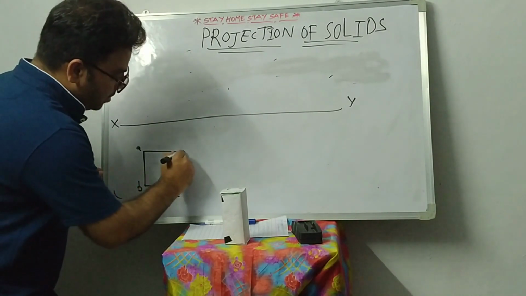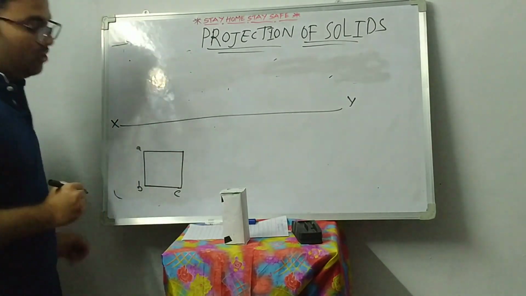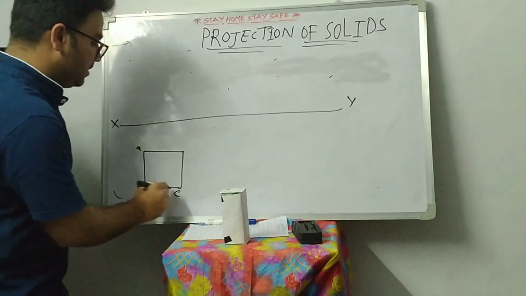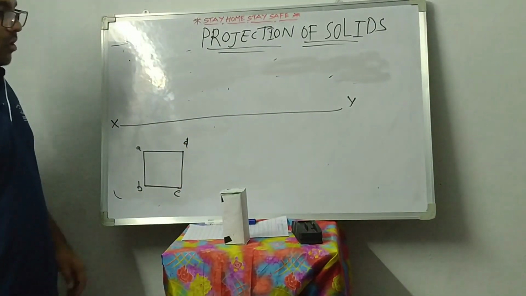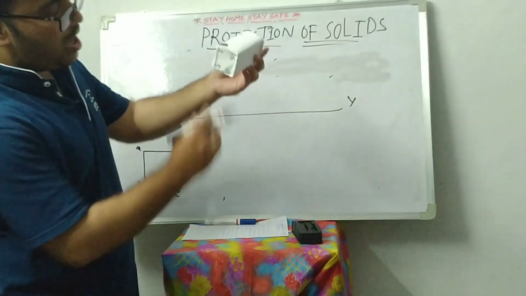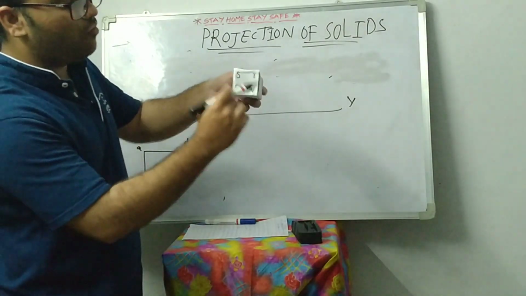Now you will join this line, you will get a square. This is A, B, C, D. Now in the top view, I am watching this base.